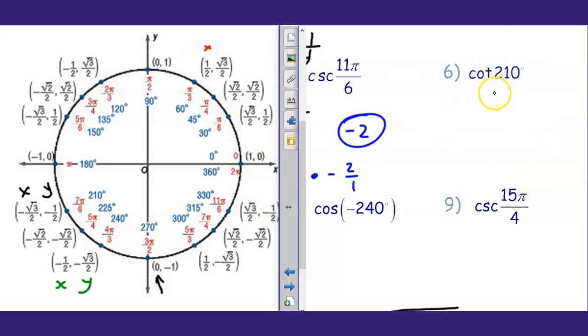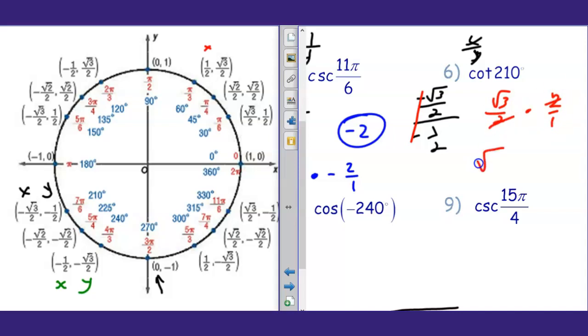All right, cotangent of 210. Cotangent, if you remember, is x over y. So we find 210, which is 7 pi over 6 right here. So we've got to do x over y, which is negative square root of 3 over 2 divided by negative 1/2. Again, the negatives cancel, and we keep, change, flip. Keep the top, change to multiplication, and flip the bottom. The 2's cancel out, and I'm left with radical 3.